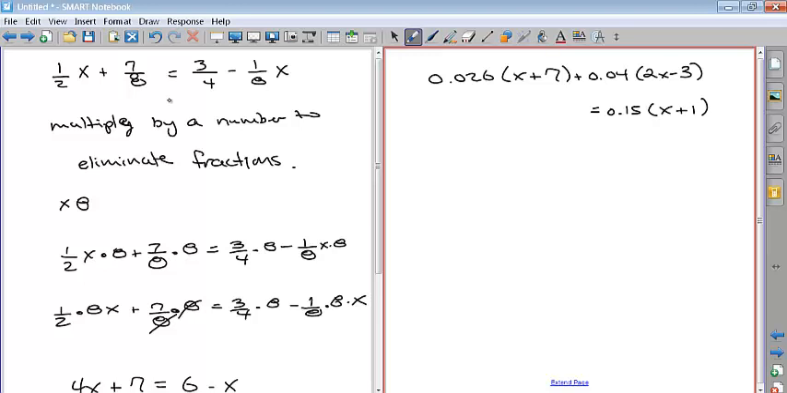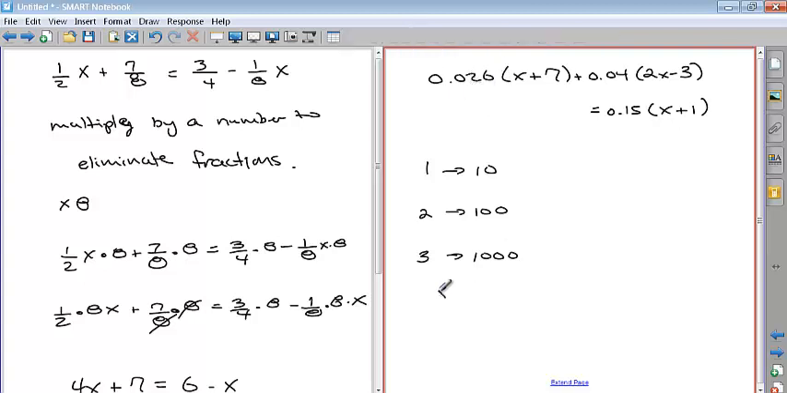Just like with the fractions, we want to eliminate the decimals. So you look for the term which has the most digits to the right of the decimal point, which is this one: 1, 2, 3. This one has 2, this one has 2. If I had one digit, I'd multiply by 10. If I have 2 digits, I'd multiply by 100. If I have 3 digits, I'd multiply by 1,000. You find the one that has the most, and that's this one.